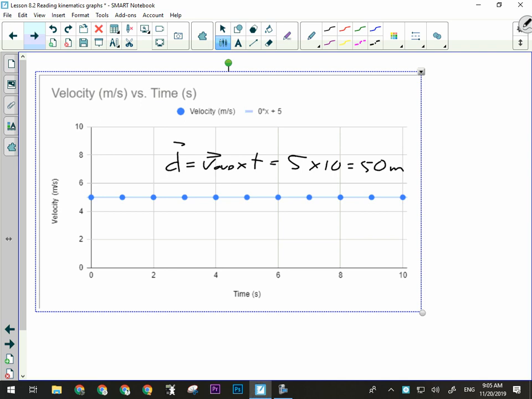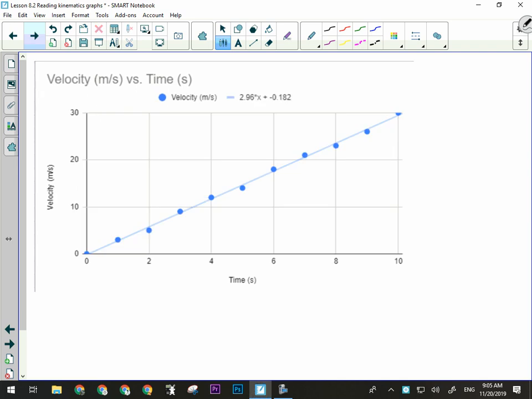Now, this gets a little bit trickier when we start getting graphs that are straight lines and that have y-intercepts that aren't 0. Looking at this graph here, we have a y-intercept that's not 0. I would do something like this on a test for a velocity versus time graph. For 1 mark, I would ask you, what's the acceleration of the object? It's the slope. That's why it would only be a 1 mark.